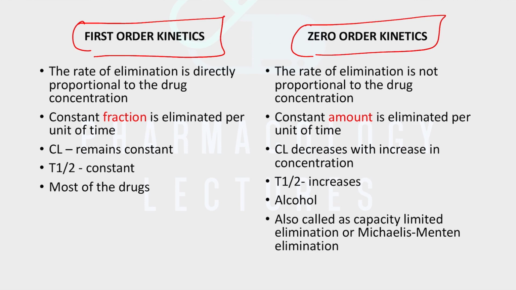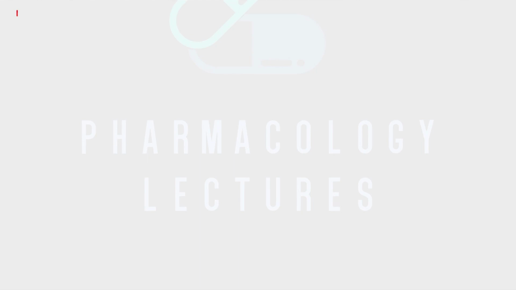Depending upon the drug, a particular characteristic is associated with it. Most of the drugs follow first order kinetics, while very few, like for example alcohol, follow zero order kinetics. Now what is the difference between first order kinetics and zero order kinetics? Let's understand by an important clinical scenario.